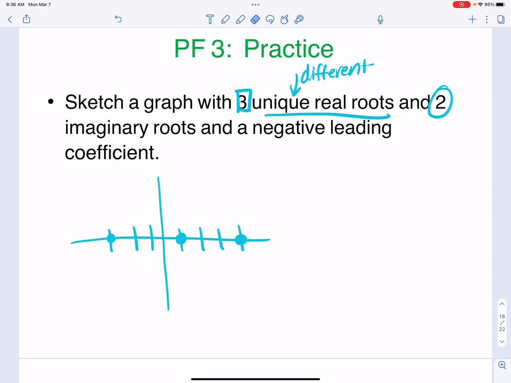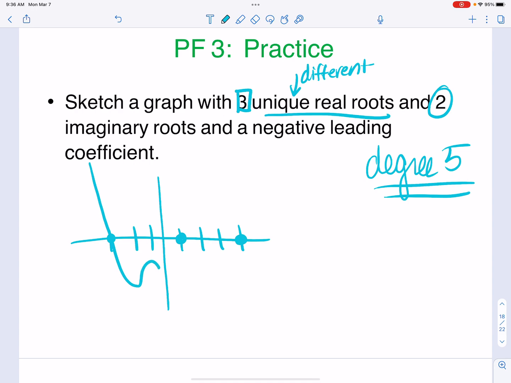I don't really care. So 1, 2, 3. And then an imaginary, and it's a negative leading coefficient. So isn't this a degree 5? Because you have 5 roots. So that means it's got to come down and then maybe it bounces before it does this. So I've got to see this bounce in here, that it is an imaginary root, because an imaginary root will cause you to have another vertex in there.